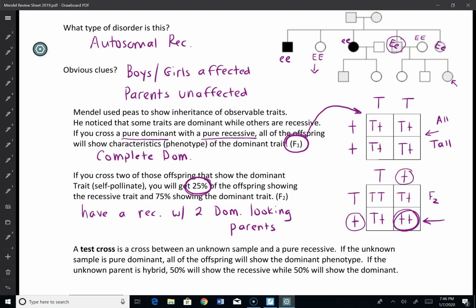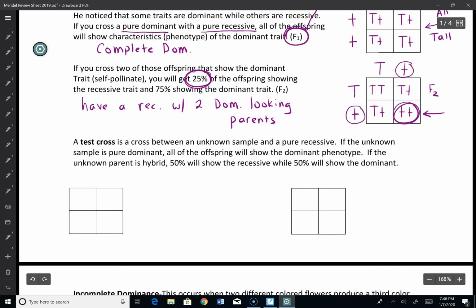So now he had a problem because he didn't know if he had a tall plant, if that tall plant was a pure tall or it was a heterozygous tall. So he came up with something fancy called a test cross. And here's what he did. He took a plant that he thought might be tall and a plant that he thought might be tall, and they're both tall. They are technically at this point unknown to him. Let's just pretend he didn't know. And what he did was he crossed them with a pure recessive.